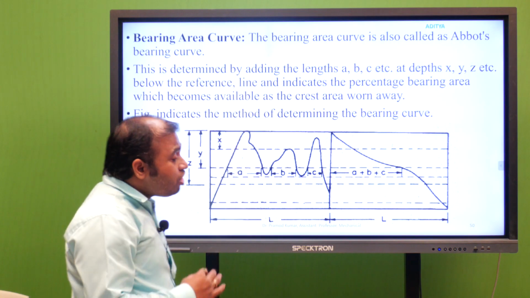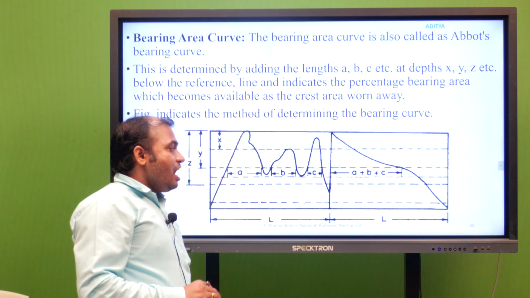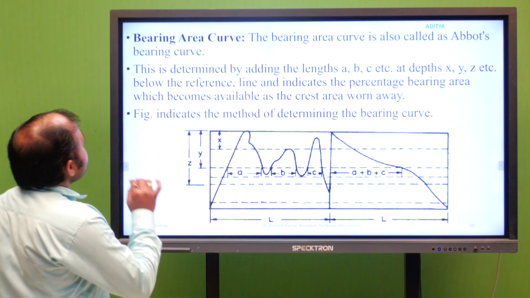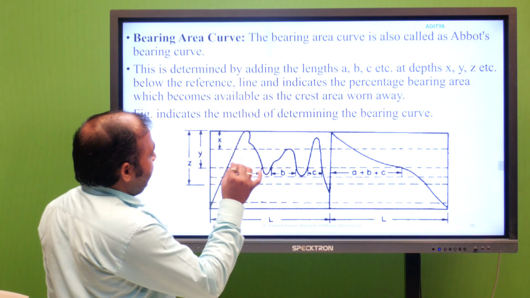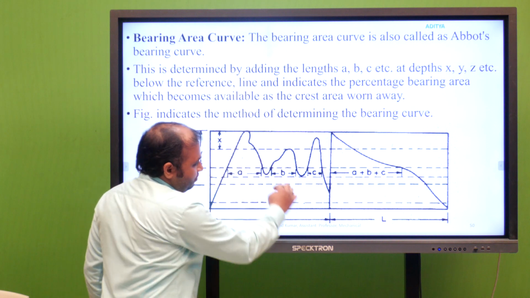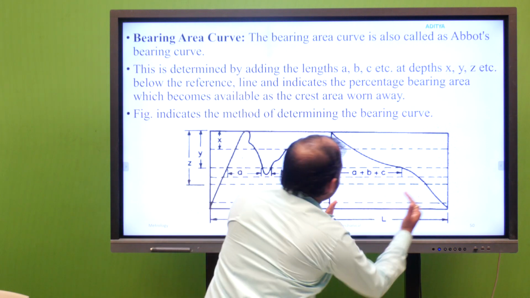We can say the Abbott bearing curve. That is also called an Abbott bearing curve. This is determined by adding the length A. We can see this length. I have taken one complete sampling length 1, 2 here.